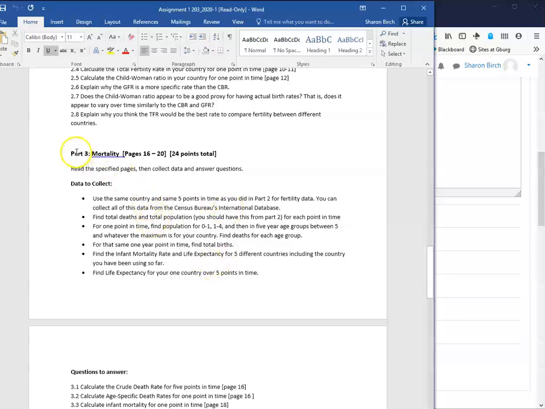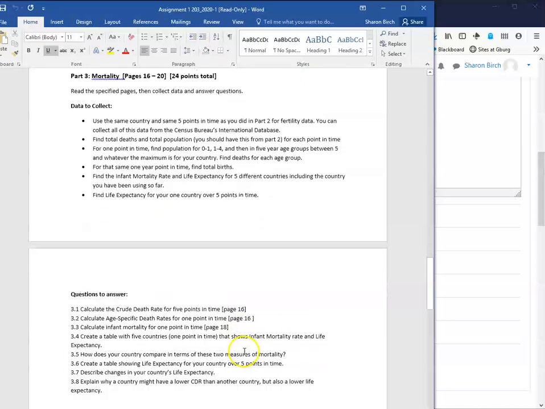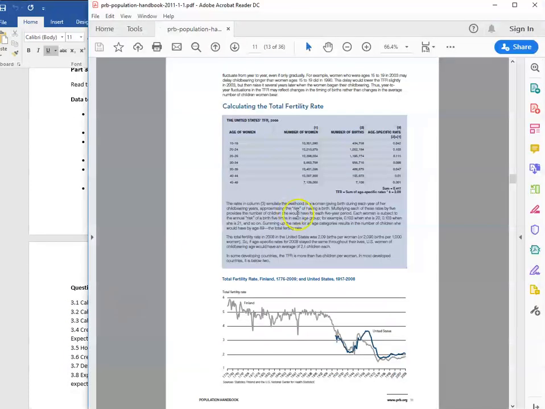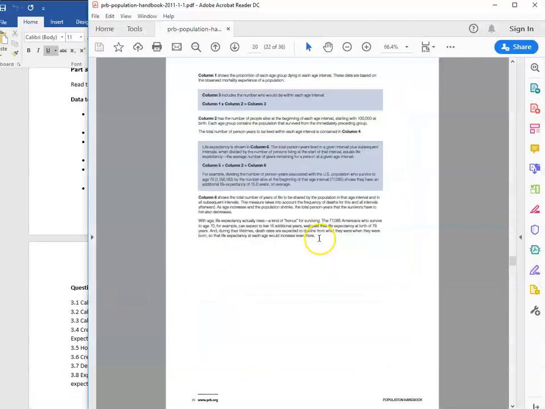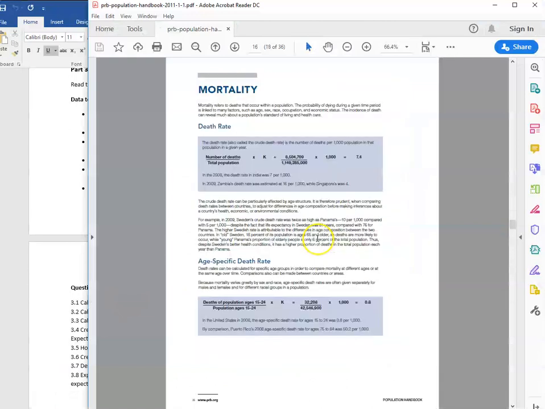In this video, I'm going to talk about measures of mortality and dealing with finding data for part three. All right, so part three involves counts about death and counts about population, and some of this by age, in order to allow you to do some of the basic measures of mortality, which are on pages, I believe, 16 through 19 of this.